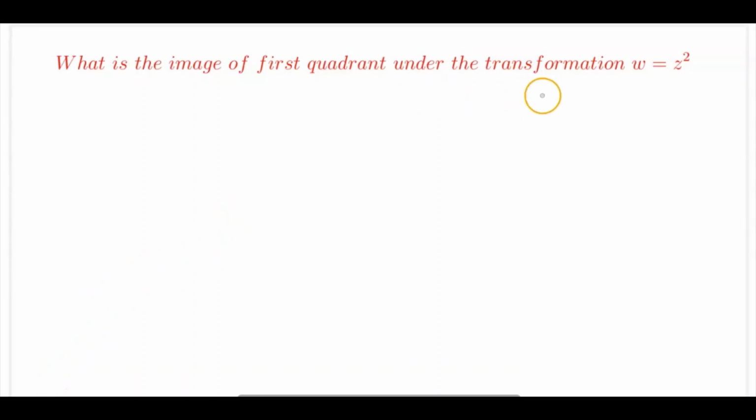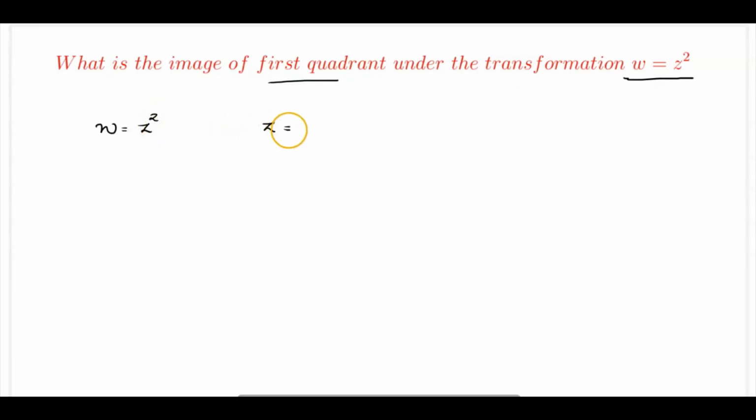In this video, I am discussing the transformation W equal to Z square. What is the image of the first quadrant under the transformation W equal to Z square? So, let's look at the transformation W equal to Z square.